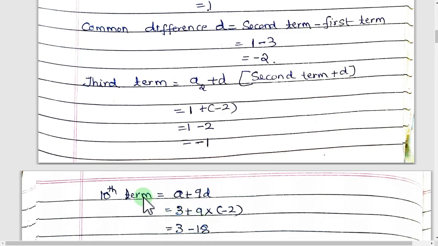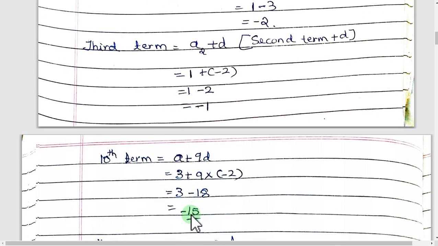10th term. One method is we can find it by adding the common difference to the 9th term. But we don't have the 9th term. So this way we can calculate: 10th term is equal to A plus 9D, from the nth term equation, A plus n minus 1 into D. N minus 1, for 10, 9 comes here. So A plus 9D. A is 3, the first term that we have already calculated, plus 9 into minus 2. So 3, 9 into minus 2 is minus 18. Subtraction again, bigger number's sign. So 10th term is minus 15.